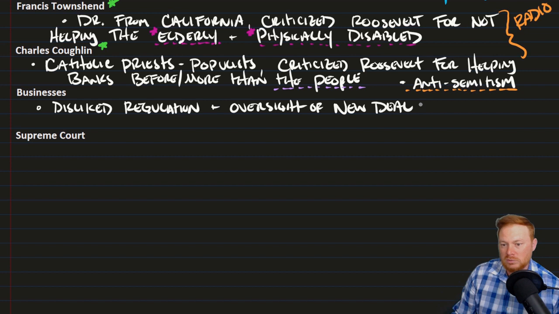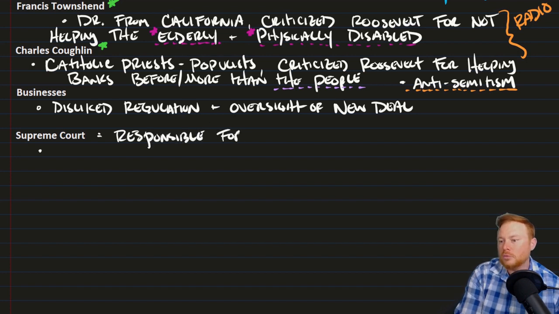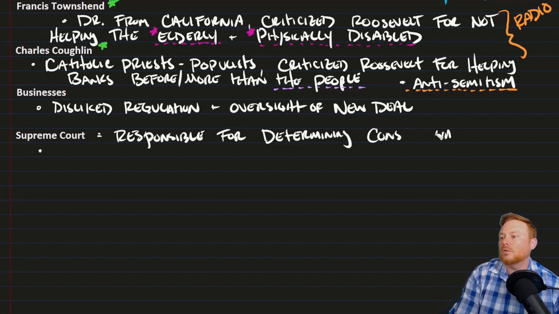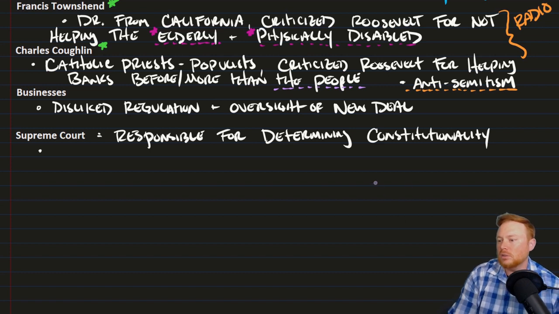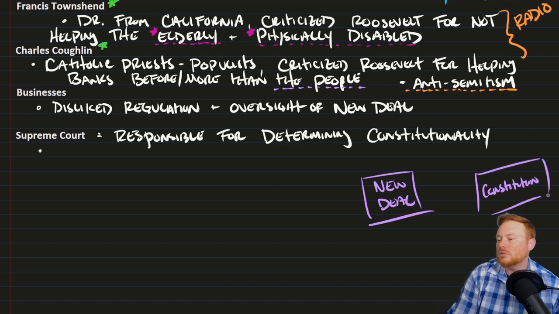And maybe Roosevelt's nemesis in all of this was the Supreme Court. The Supreme Court, remember, when we think about the breakdown of power, is primarily responsible for determining constitutionality. So we have, on the one hand, the New Deal, which again includes all sorts of laws. Then we have the Constitution. And the question for the Supreme Court is, does the New Deal follow the Constitution?